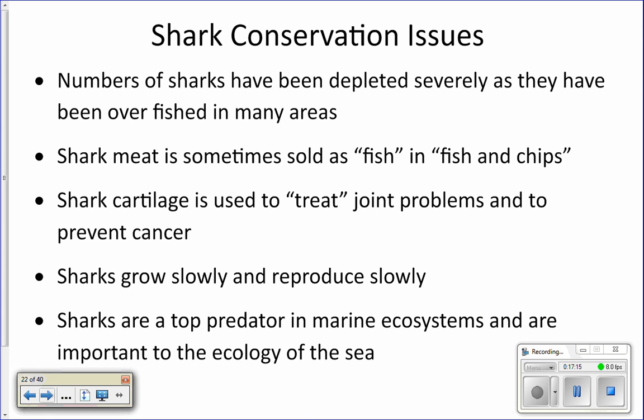And they do that because the fins are the valuable part, and if you just keep the fins and toss the rest of the shark back in, you have more space for more fins, right? So they keep the fins and toss the shark back in. In certain areas of the world, shark meat will actually be sold as the fish in fish and chips, okay? So it just depends.